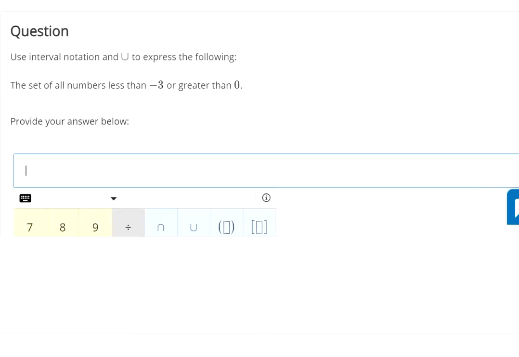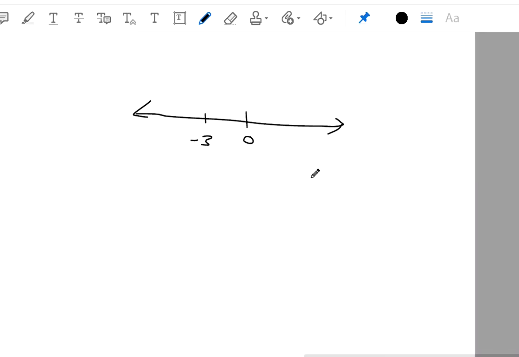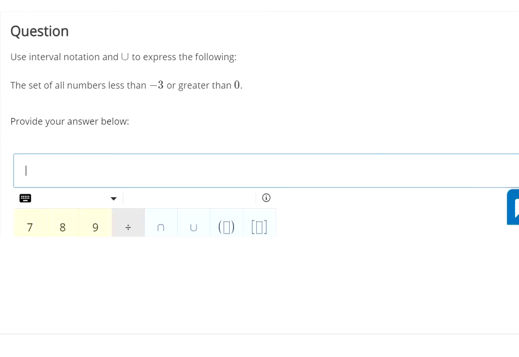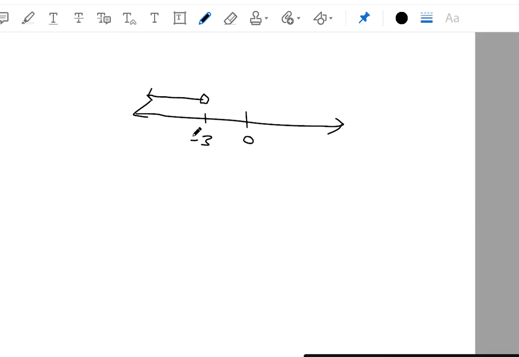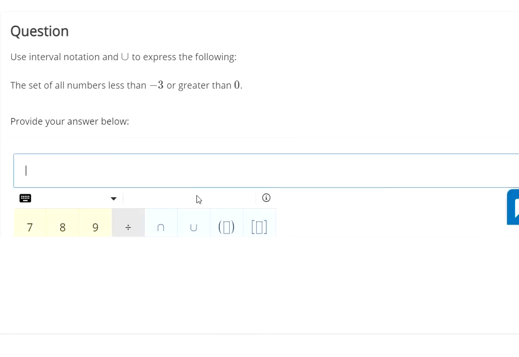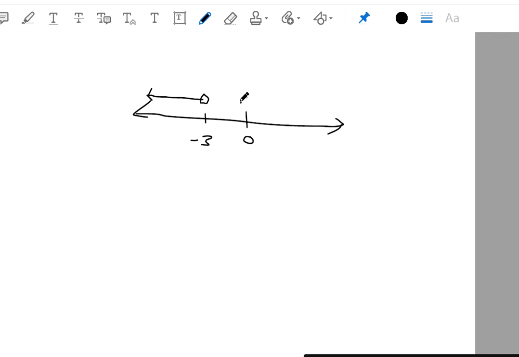And so we were asked to find something for all numbers less than -3. That means we want all these numbers that are less than -3. So I'm drawing a little arrow on the top. And I'm going to use an open circle because they said less than -3. They didn't say less than or equal to -3. And they want all numbers greater than 0. So here's 0, and here's an arrow that represents all the numbers that are greater than 0.